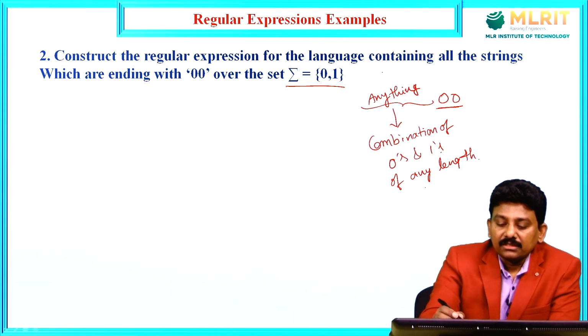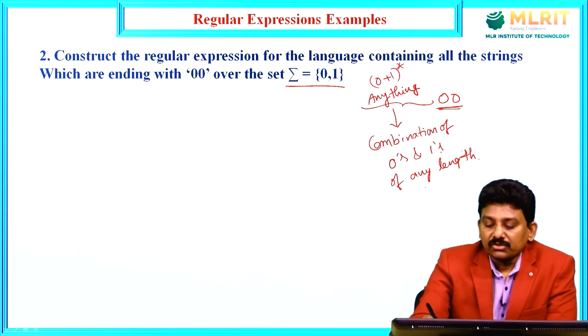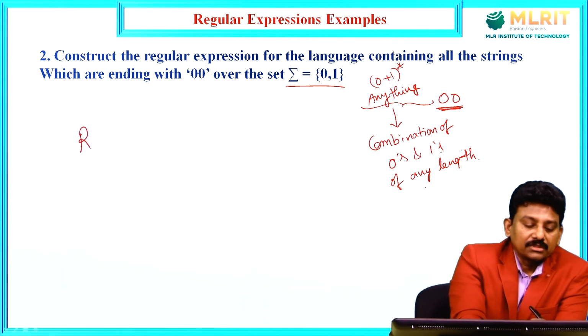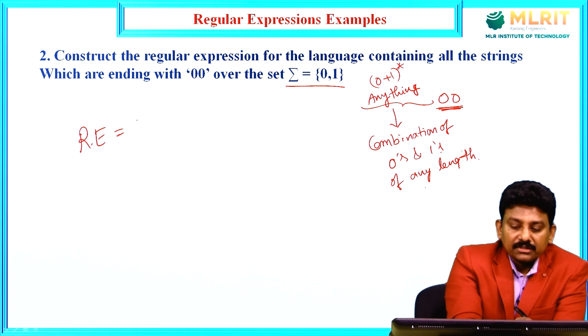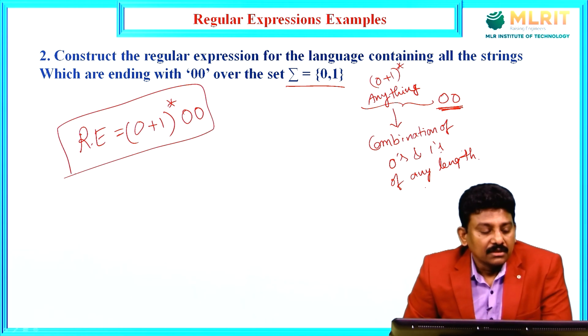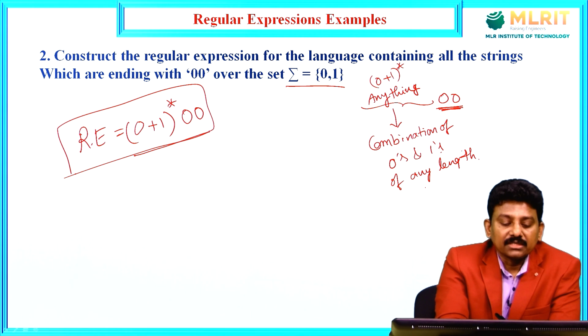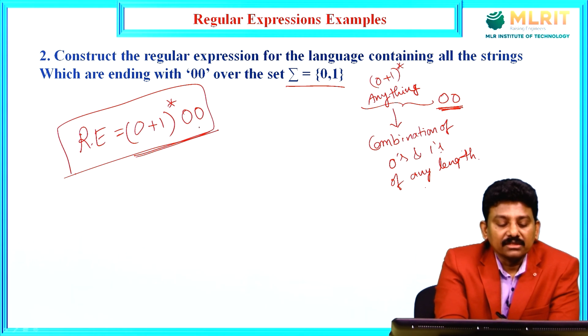For this anything, the regular expression is 0 plus 1 star. This will give any string of zeros and ones followed by 0 0. So, the regular expression for the question is 0 plus 1 star followed by 0 0. This is the answer for the question. It will generate the language that will contain strings ending with 0 0.